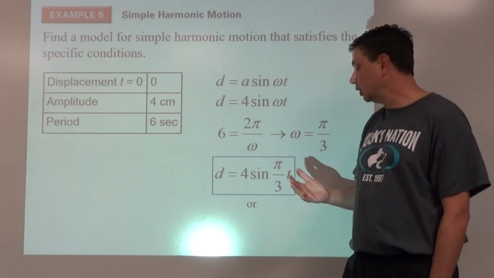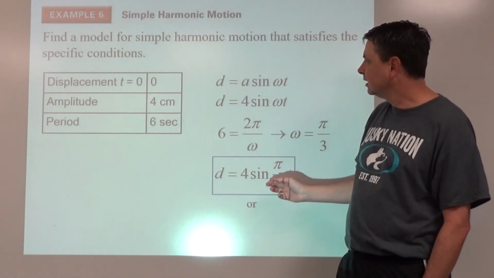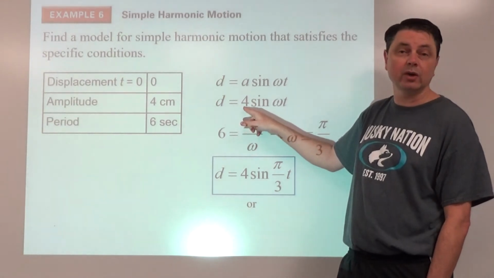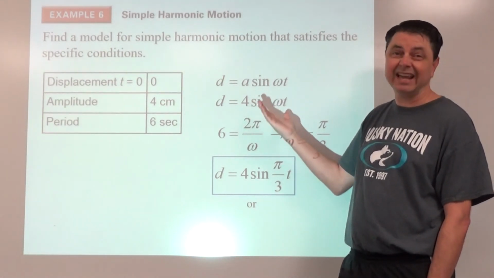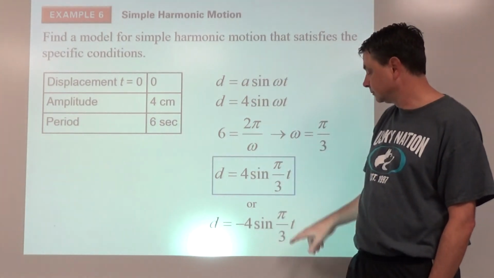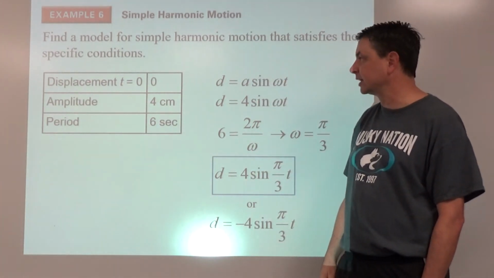And that might not be the only possible answer, because although the amplitude is 4, it doesn't necessarily say that A is 4. A could also have been negative 4. Instead of starting by going up, it could start by going down. So negative 4 is also an acceptable answer.